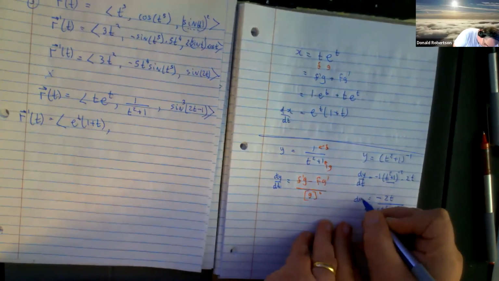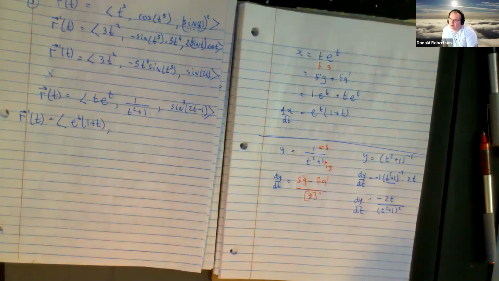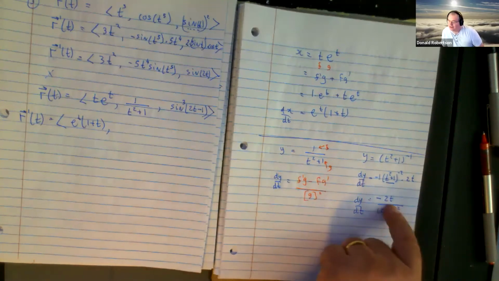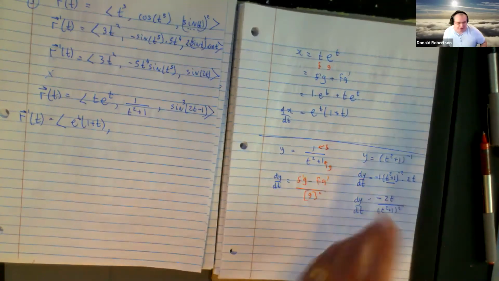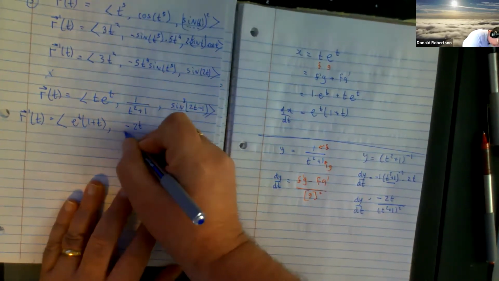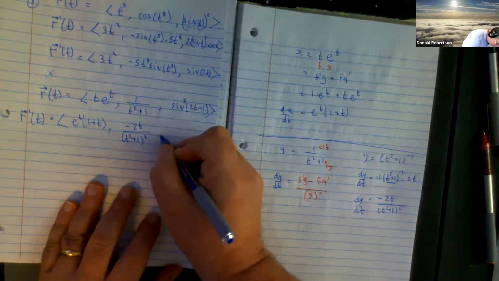Would you agree that was a lot neater and faster than probably doing this? Right? But if you did this, you would get that as your answer. It's not like that's wrong, right? It's just a different way of doing it. So this one is negative 2t all over t squared plus 1 squared.